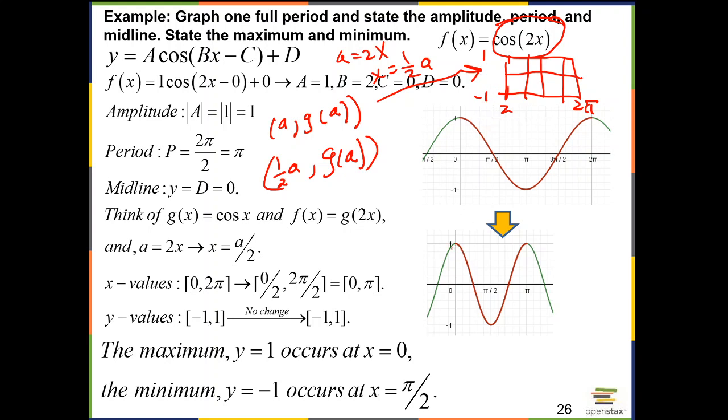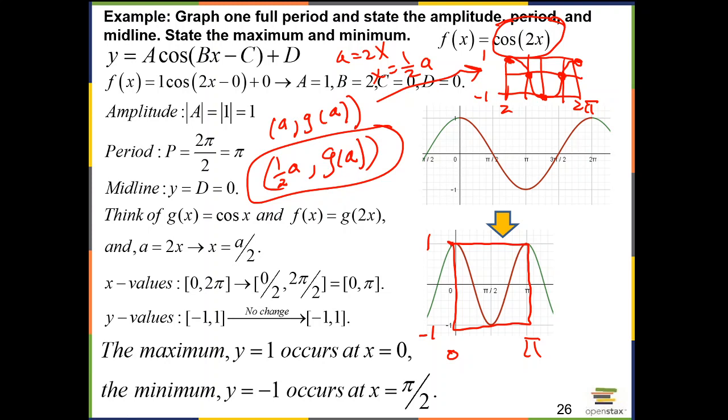So the new rectangle would still be between -1 and 1, right? But the x coordinates, you divide by 2. 0 divided by 2 is 0, so still 0. 2 pi divided by 2 is pi, so that's pi. So once you know where the rectangle is and you know this is just a regular cosine that looks like this, you just graph it right here. Or you can get these 5 points again and transform them according to this transformation and graph it, right?